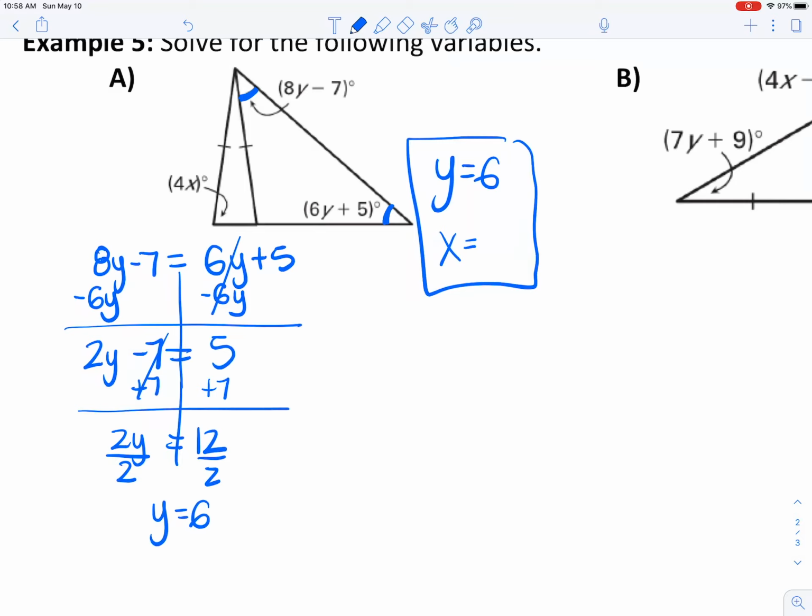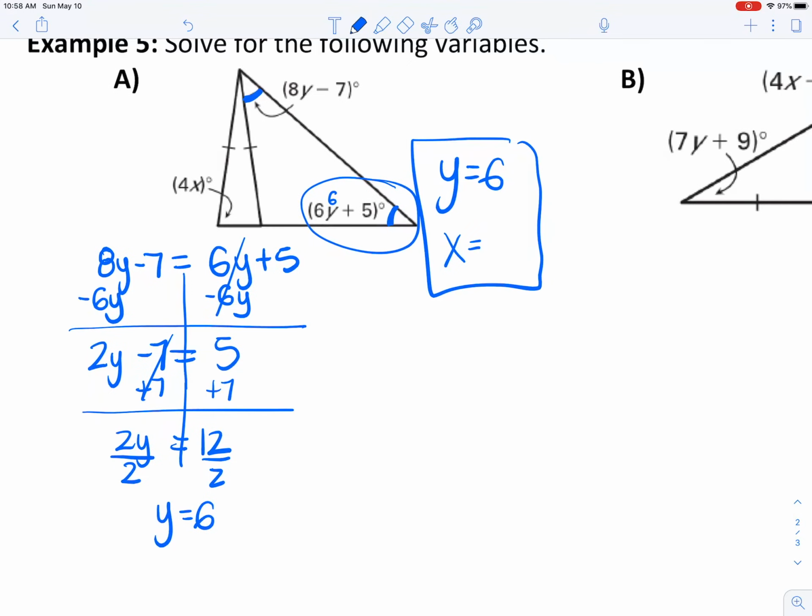Now let's see here. To help me out, let's go ahead and just find how big is this angle now that I know that y is 6. So if I plug 6 right in there for y, I have 6 times 6, which is 36, and 36 plus 5 is 41. So this angle right here is 41 degrees. That also means that this angle is 41 degrees. Okay, so let's see if that helps us at all.